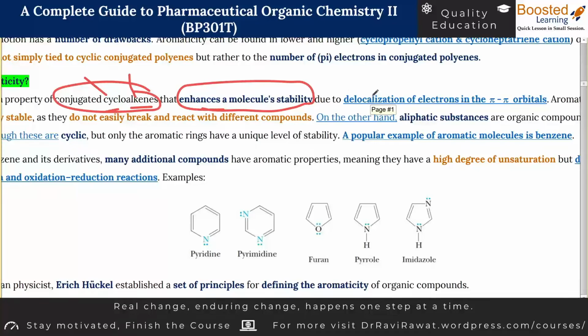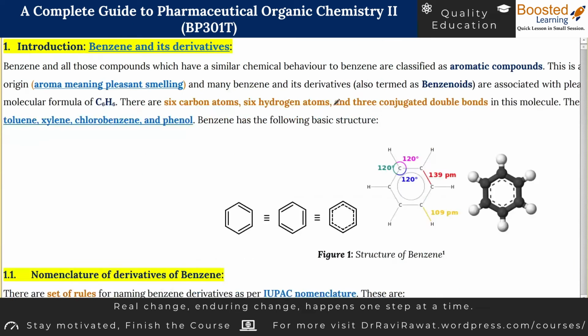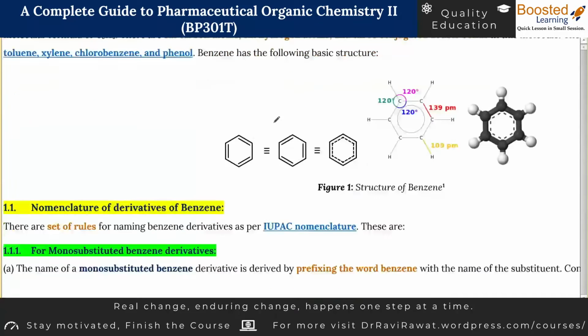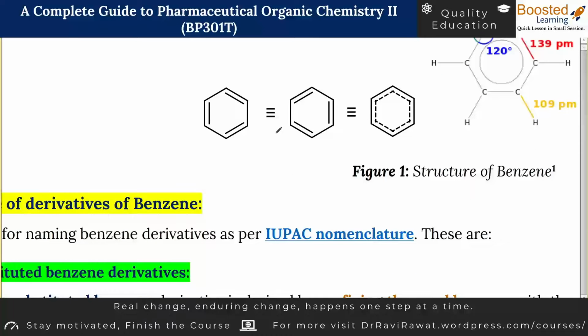Now you have encountered this term delocalization. Local means anything which is of one particular place. Anything which is restricted to one particular place is called local. The de prefix means removal. So anything which is not local is delocal. So delocalization of electrons means that electrons are not restricted to one place and these are moving.